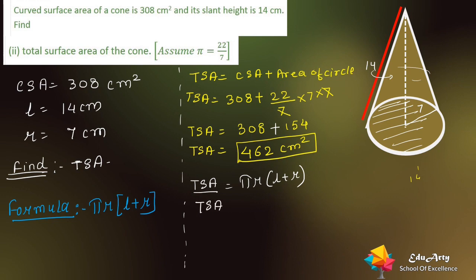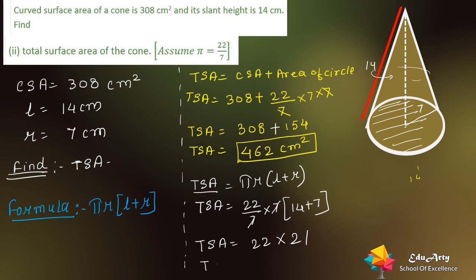TSA is equal to 22 by 7 into 7 into L plus R. What is L? L is 14 and R is 7, correct. So now that is equal to how much? This 7 and this 7 are gone. So we have TSA equal to 22 into 28, 28 into 21, correct? 22 into 21, try to do it.